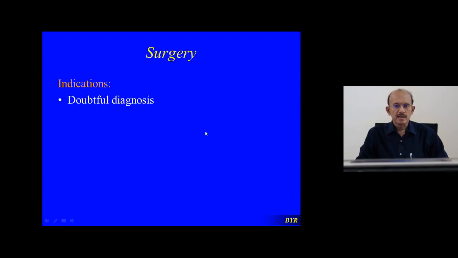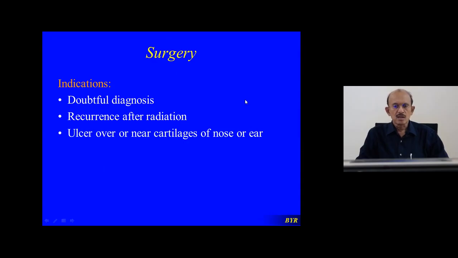Surgery, indications: doubtful diagnosis, recurrence after radiation, ulcer over or near cartilages of nose or ear. Doubtful diagnosis: if there is a small lesion, a small nodule, you can do an excision biopsy because you can remove the whole lesion. That is excision. That also helps you in making the diagnosis.